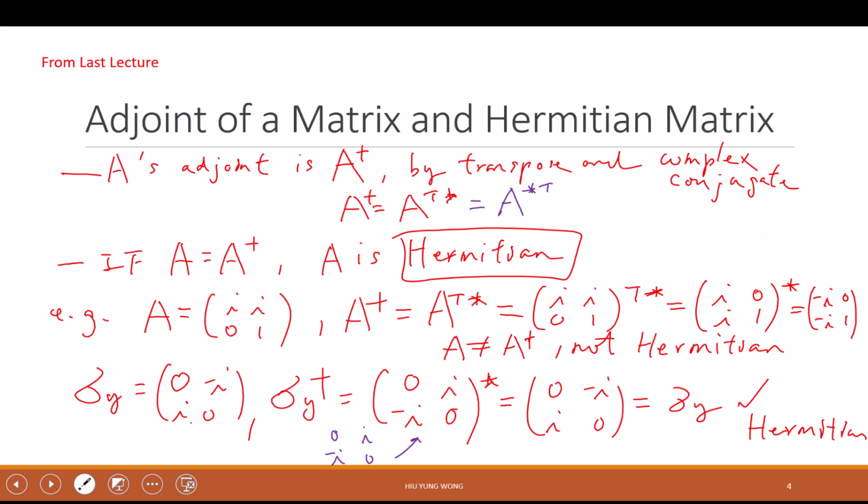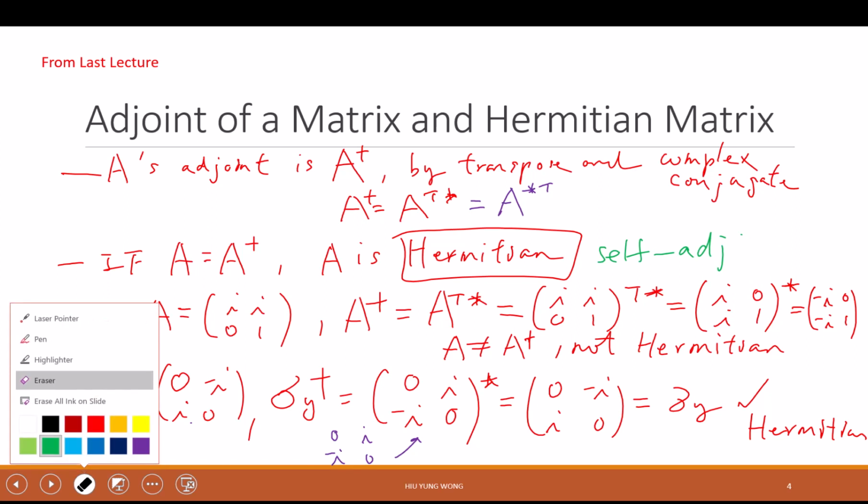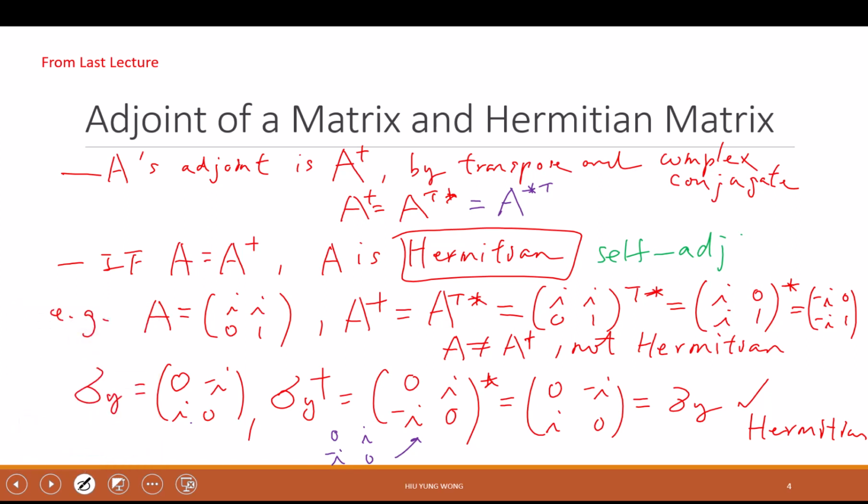Transpose of a matrix means the rows become columns, columns become rows, right? If A equals A dagger, then it means it is self-adjoint, or it is called Hermitian, right? So every matrix, of course, has its adjoint matrix, right? Just like every human can find its image in the mirror.